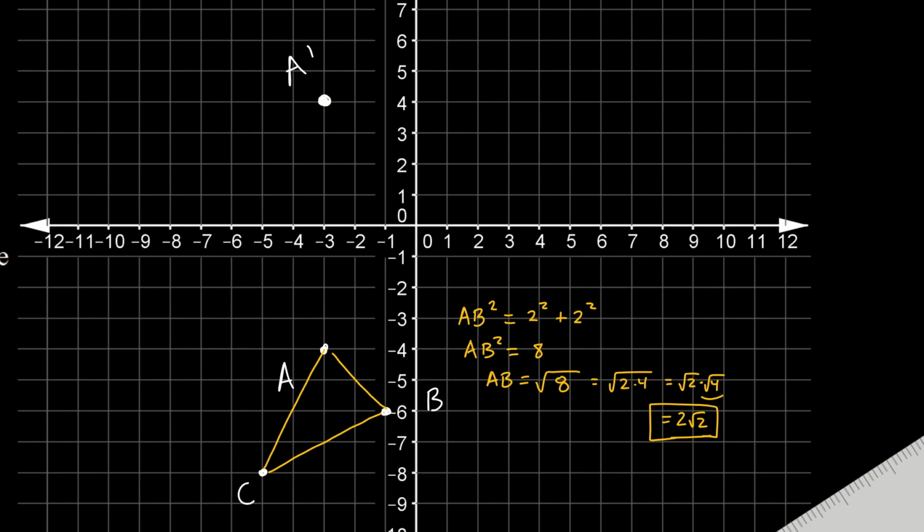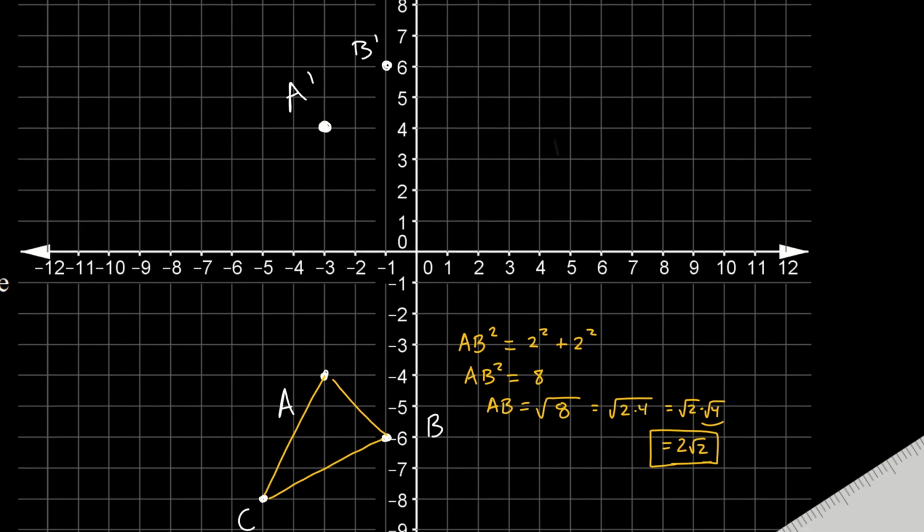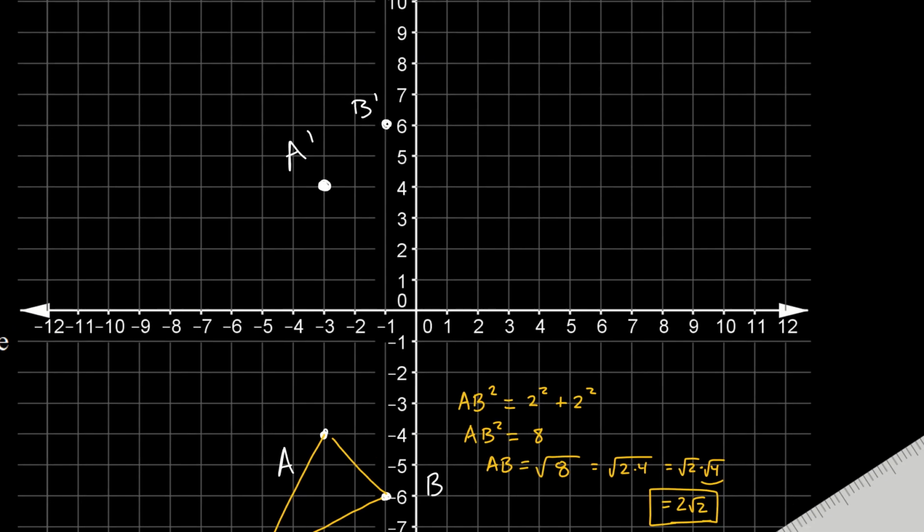And then B was at -1, -6. It's going to go -1 and then +6. So here is my B prime. And then finally, C was at -5, -8. So I'm going to go -5, and then +8. So this is the C prime. So this is the triangle that results after this reflection, this one up here.